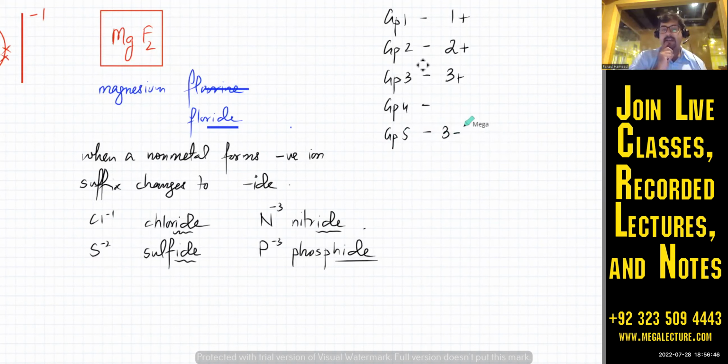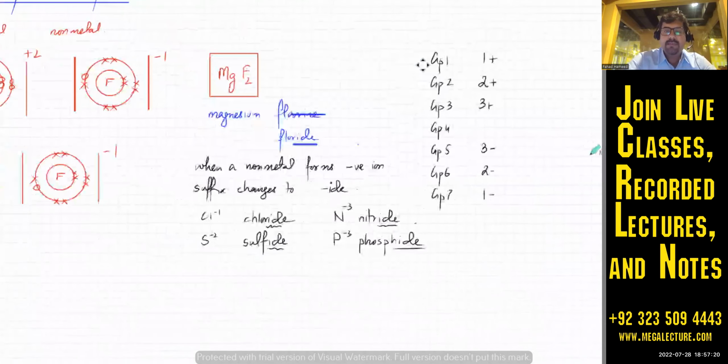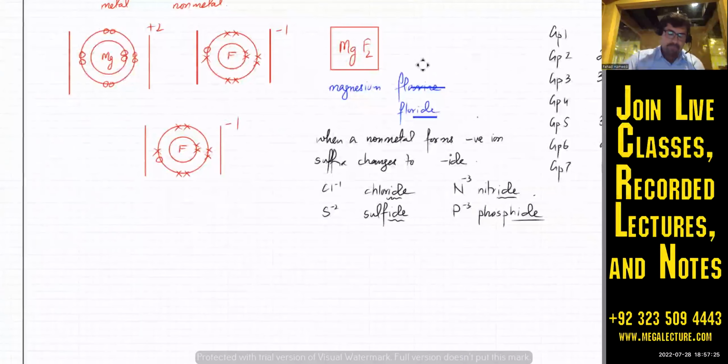Group 5, remember, has 5 electrons in its outer shell, so it's going to gain 3. Group 6 has 6 electrons, so it's going to gain 2 electrons and be 2 minus. And group 7 will be 1 minus. So the first thing is, remember what the charges are on each of the elements in all these groups. You must know them. That's one thing. Coming back to magnesium fluoride, I'm going to tell you the shortcut for figuring out what the formula is.